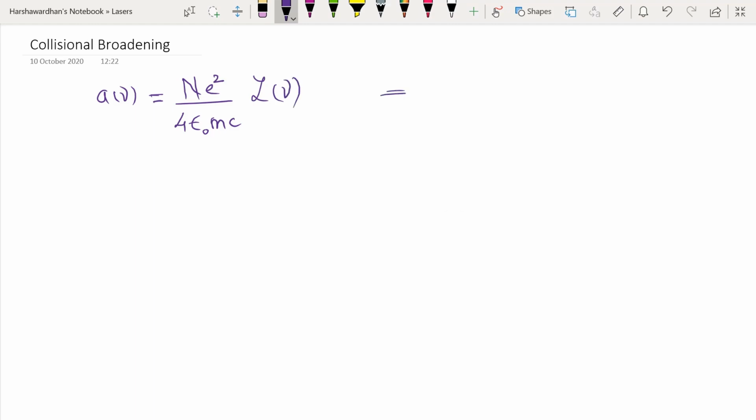So the property of a line shape is that when I integrate from 0 to infinity L of nu d nu, this is going to give me 1. It's a normalized line shape usually. Now Lorentzian is one such possibility, but as we will see, this is not the only possibility. There are different kinds of line shapes.